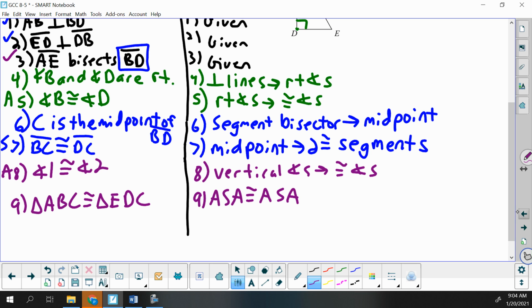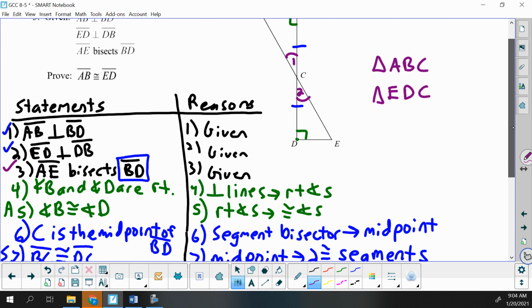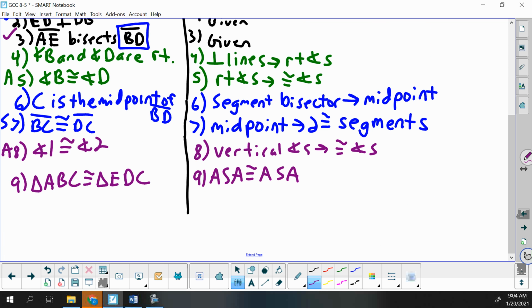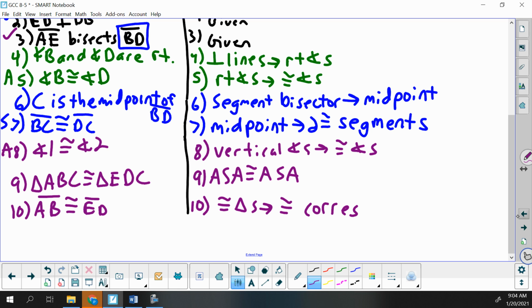So you must take the time to make sure they're matched up properly when you name the triangles congruent. Well, great, we're just about there. We've almost executed our plan. To get what we want to prove, AB congruent to ED, we've just got to do our congruent triangle step. So we'll have AB congruent to ED. And that's our congruent triangles implies congruent corresponding parts.